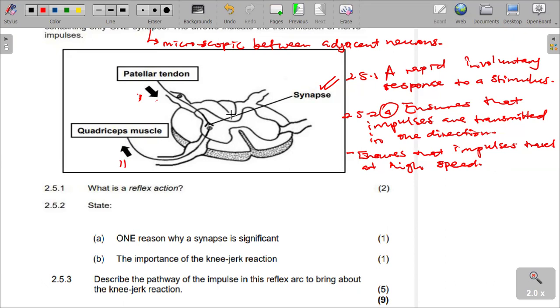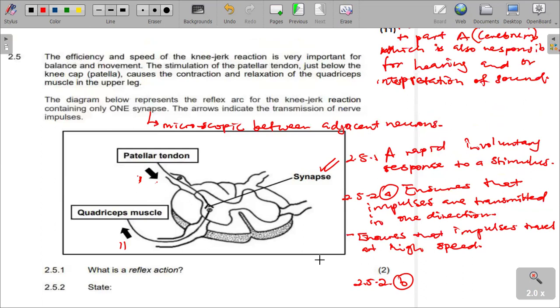And then the next question, question 2.5.2b, says: state the importance of the knee-jerk reaction. It is given here that the efficiency and speed of the knee-jerk reaction is very important for movement and balance.